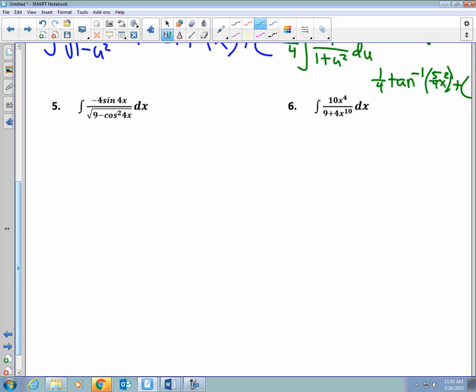Number 9 looks pretty confusing, doesn't it? I'm sorry, number 5. What form are you thinking? Arc sine is correct. Is it going to take on the form of arc sine because we have the square root? We have a squared, we don't have any variable on the outside. So I'm going to start by factoring out a what? A 9. So I have the integral of -4 sine of 4x over, if I factor out a 9, what is outside the square root sign? 3.